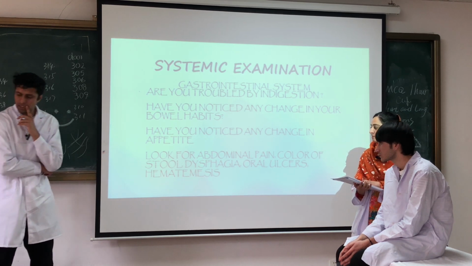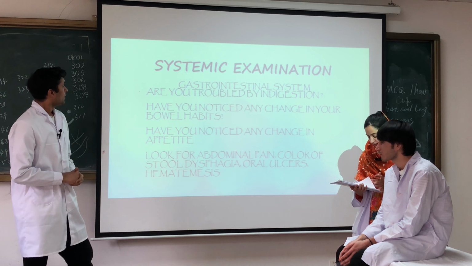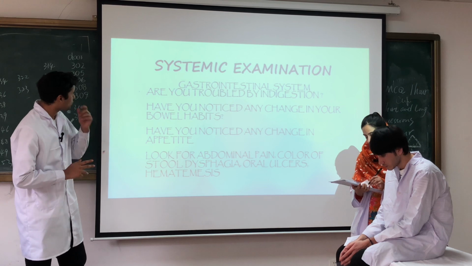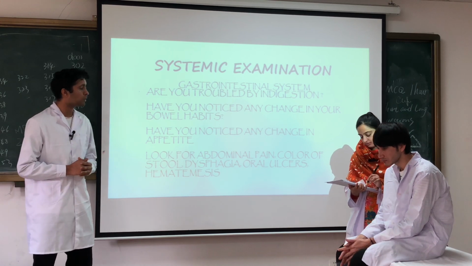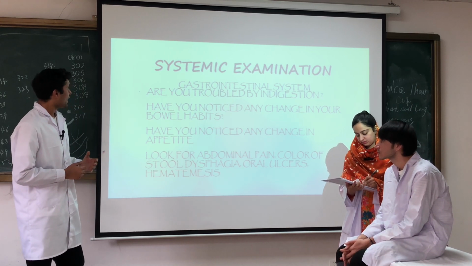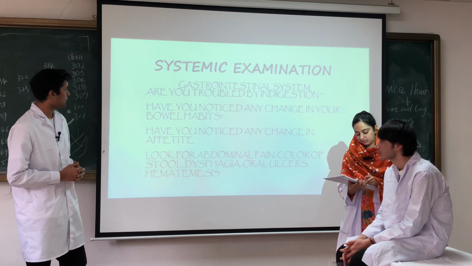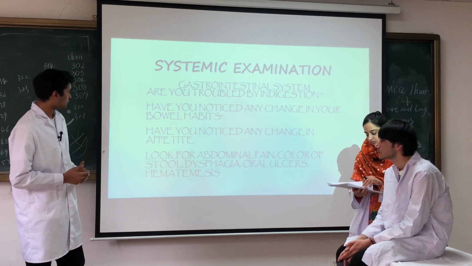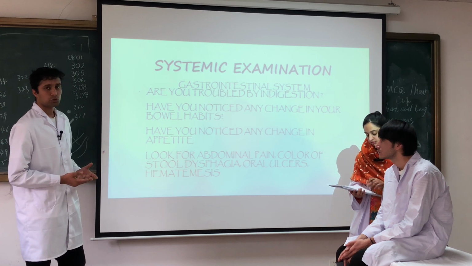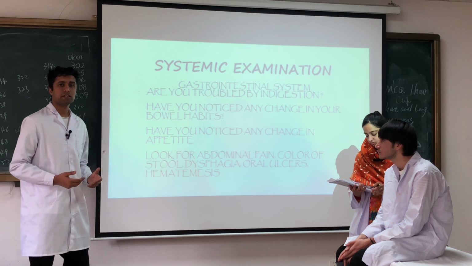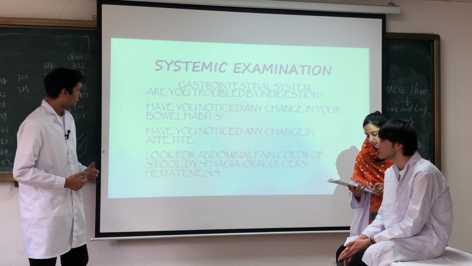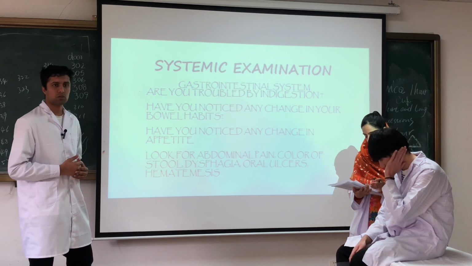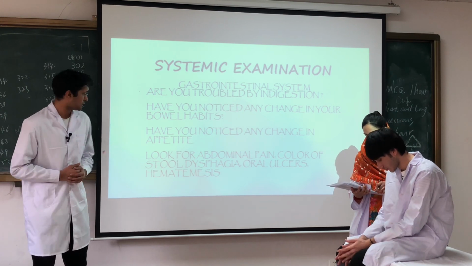The next one being the gastrointestinal system. Do you have any digestion problem? Is there a specific food you are allergic to or cannot digest? Have you noticed any change in your bowel habits? Have you noticed any change in the appetite? Look for the abdominal pain, color of the stool, dysphagia, difficulty to swallow. You can ask the patient, is there anything certain that you can't swallow at a time? And check the oral ulcers by asking the patient to open his mouth. You can check the oral ulcers, any lesions, and hematemesis.